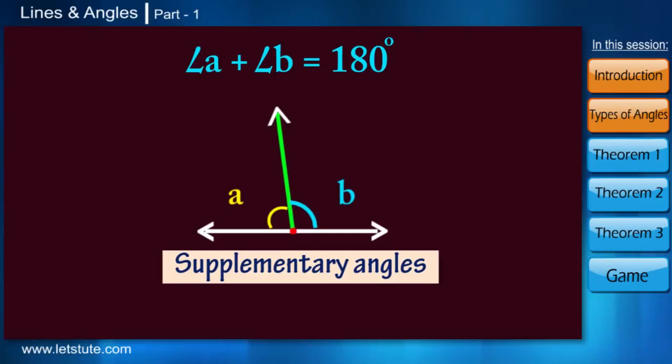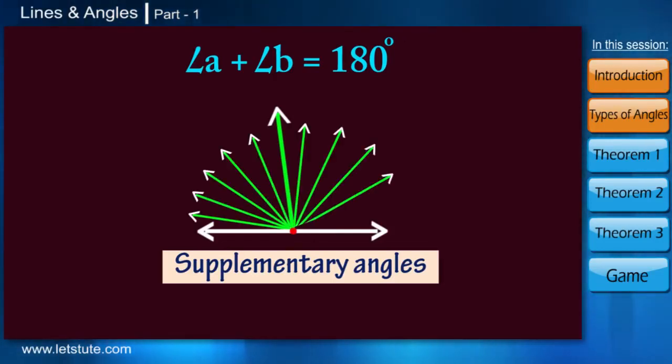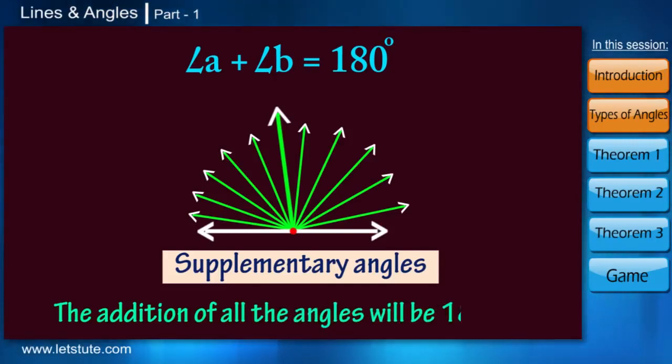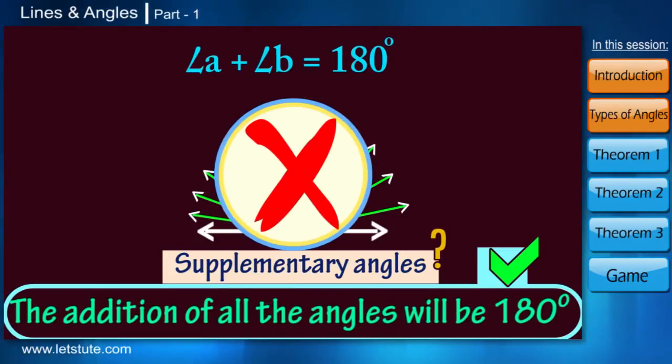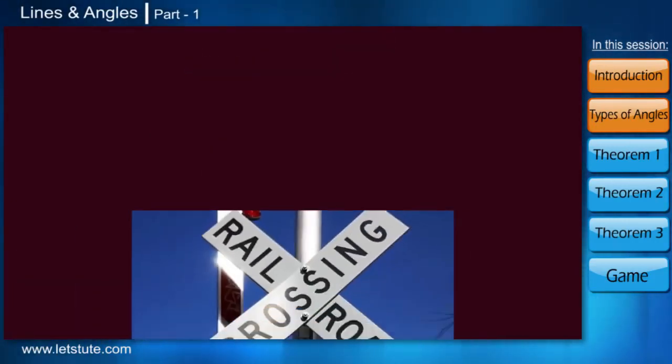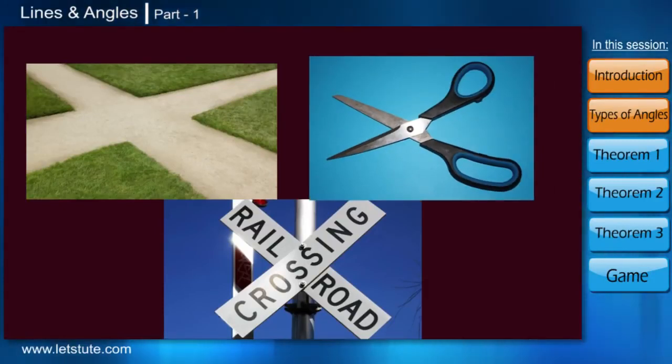What if there are various lines because of which various angles are formed? Well then, the addition of all the angles will be 180 degrees, and will we call all these angles supplementary angles? The addition of all the angles will be 180 degrees. But all of these angles together, we will not call them supplementary angles. Let's see few of these day-to-day images.